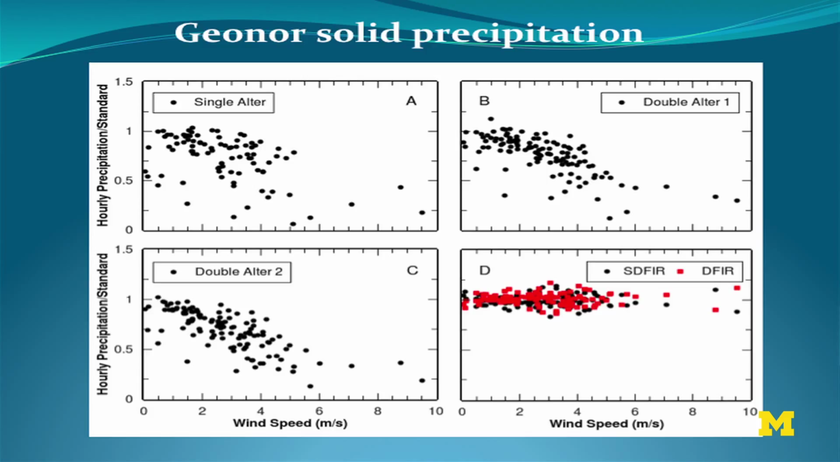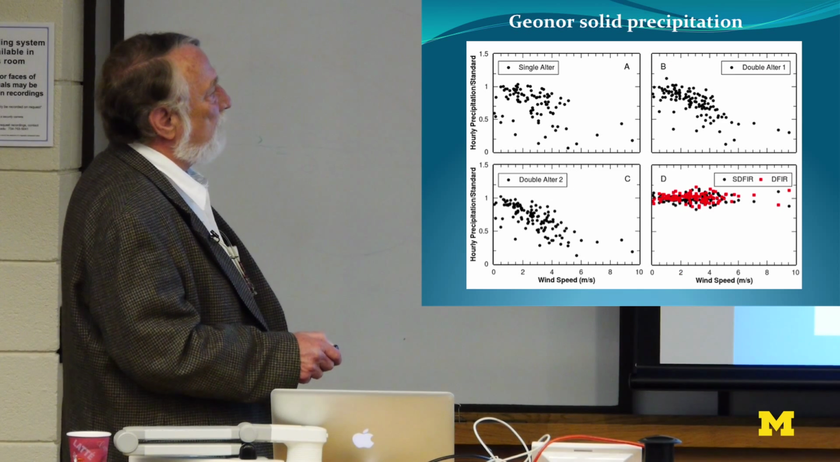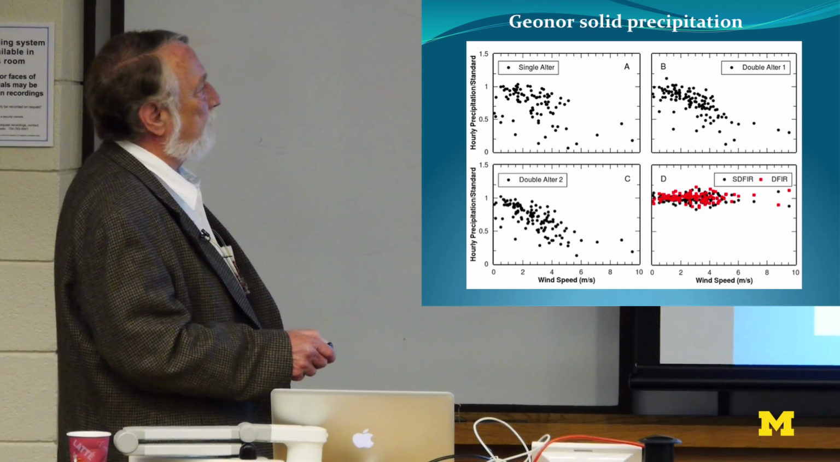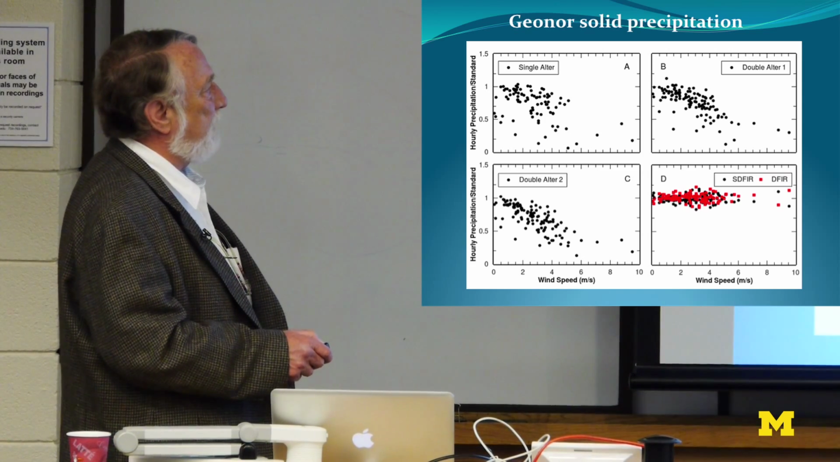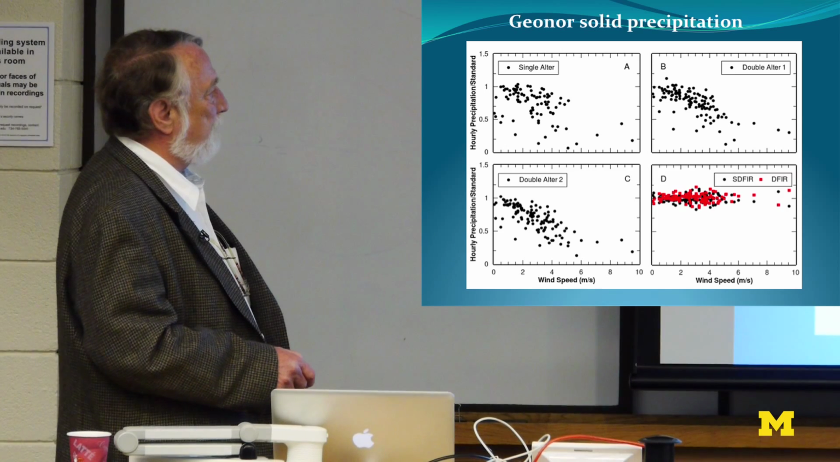So here's some of the problems you encounter. This is a single alter shield. You can see a significant drop off when you get into the 4 meter per second range. These are two shields. It's called a double alter. There's an inner shield and an outer shield around the gauge. Again, you see these drop-offs.